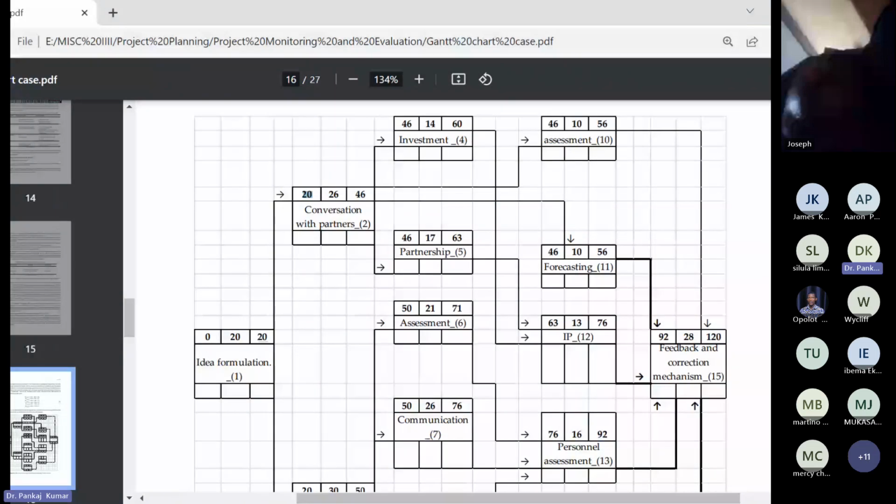For example, you are working in an industry and you have taken 10 days in idea formulation. And the next stage is conversation with partners. Then you will start on the 10th day. So it is taken as earliest start date 20, and it will take 26 days to finish. So earliest finish date would be 46. Are you getting my words?